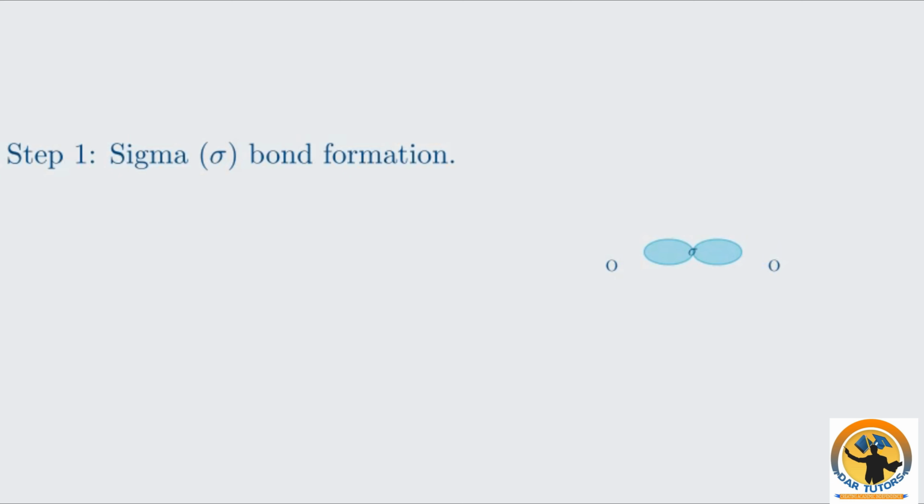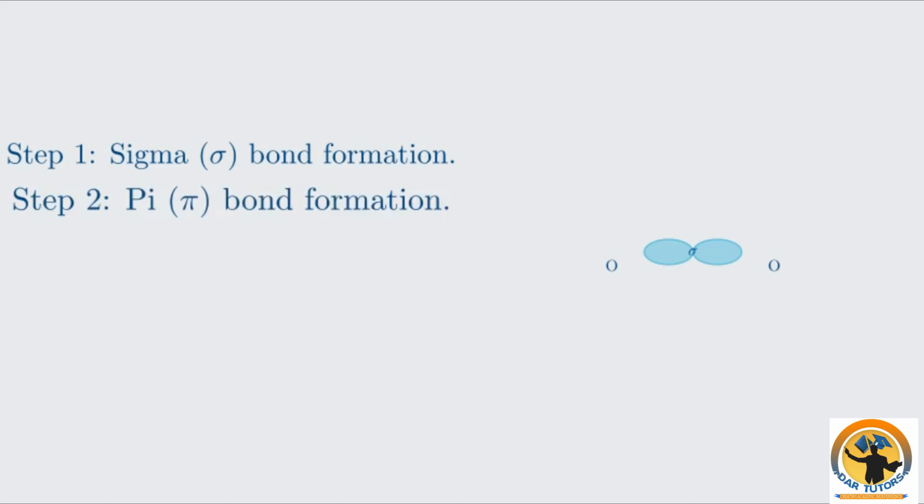One of these half-filled p orbitals from the first oxygen atom will overlap head-on with a half-filled p orbital from the second oxygen atom. This forms a sigma bond. The electron density is concentrated along the internuclear axis. So far, we have a single bond, but we know the oxygen molecule has a double bond.